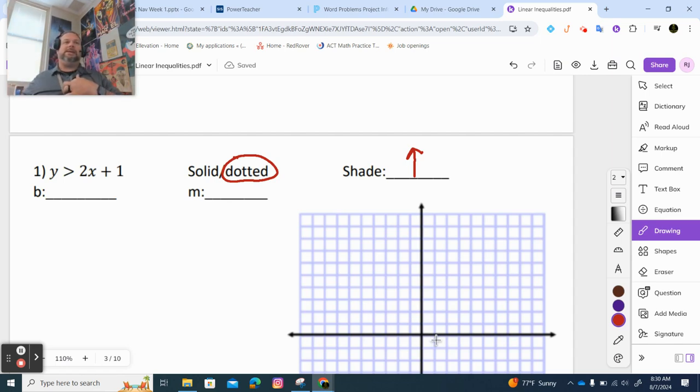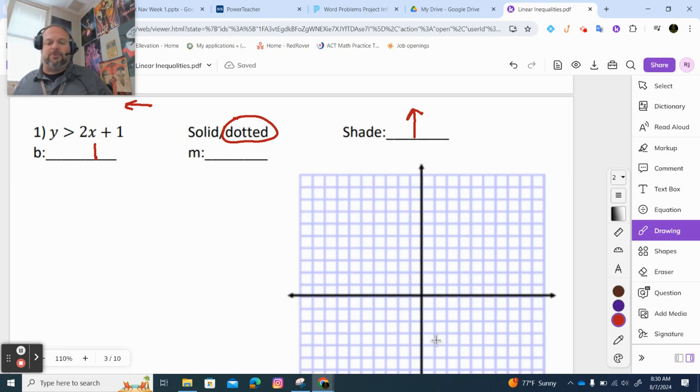All right, our b. As we're going this way, what's our b? 1. That's our y-intercept. That's where it touches right here. All right, and what's our m? What's the number beside x? 2. Now, I'm going to write it like that, because remember, it's rise over run.